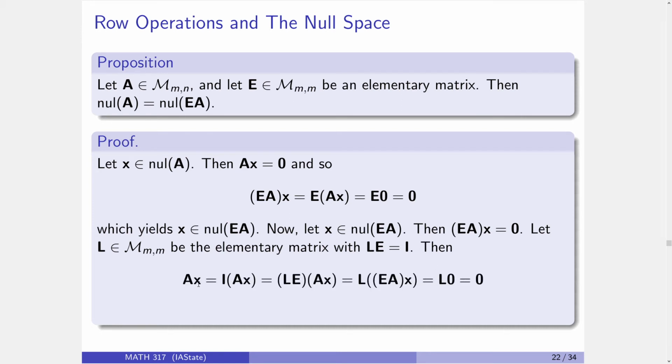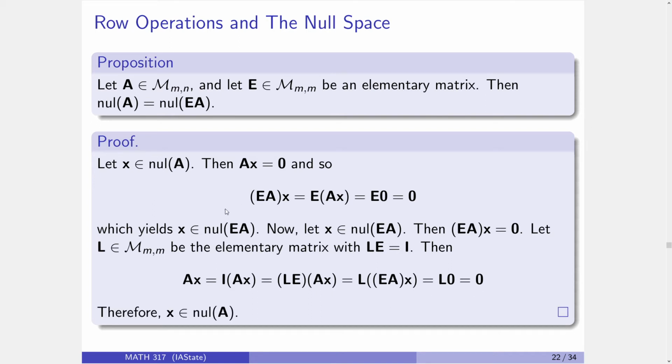Then AX is the same thing as the identity times AX, which is L times E times AX. Matrix multiplication is associative, so I can move the parentheses around. This we know by hypothesis is 0. Anything times 0 is 0. So there we go. X must belong to the null space.